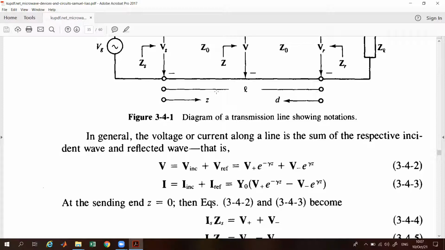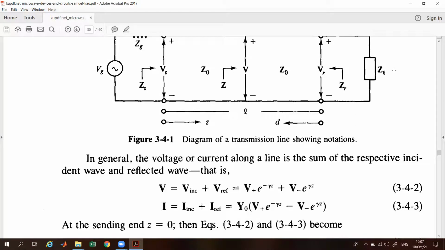So if this is the length L of the line, and this is the positive Z direction, as I explained earlier, we always calculate everything with respect to the length L. So when we put Z, we will put it equal to L minus D. So let's say we are finding it at any point D. Then this is the point D, somewhere here.